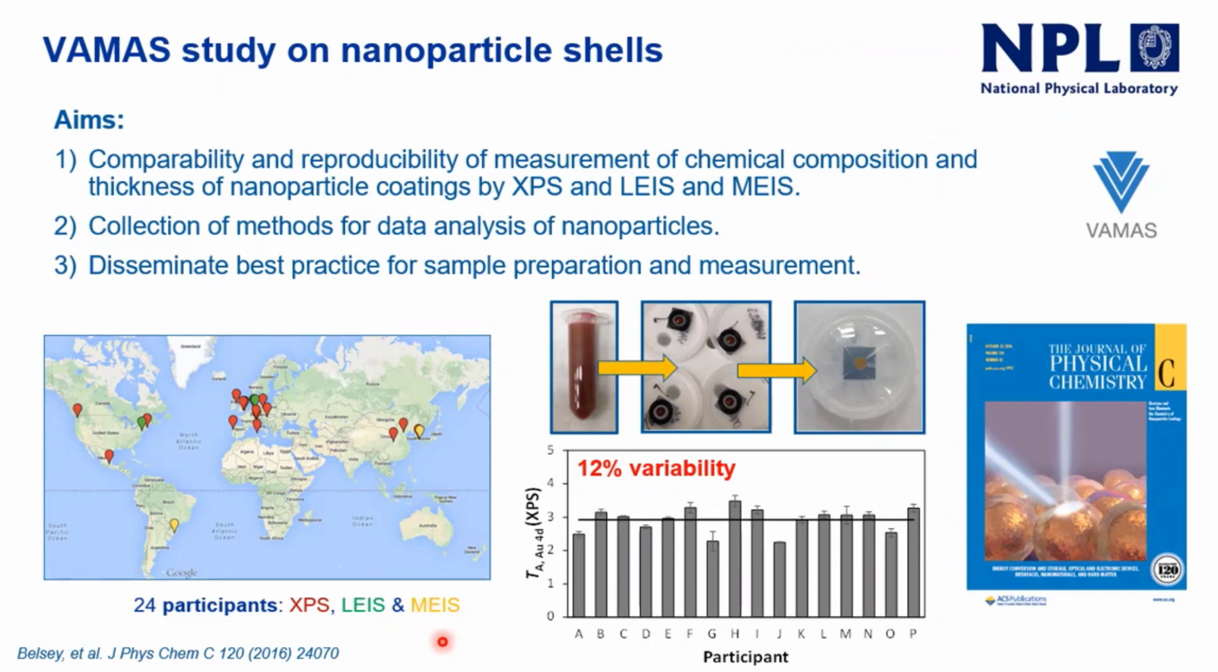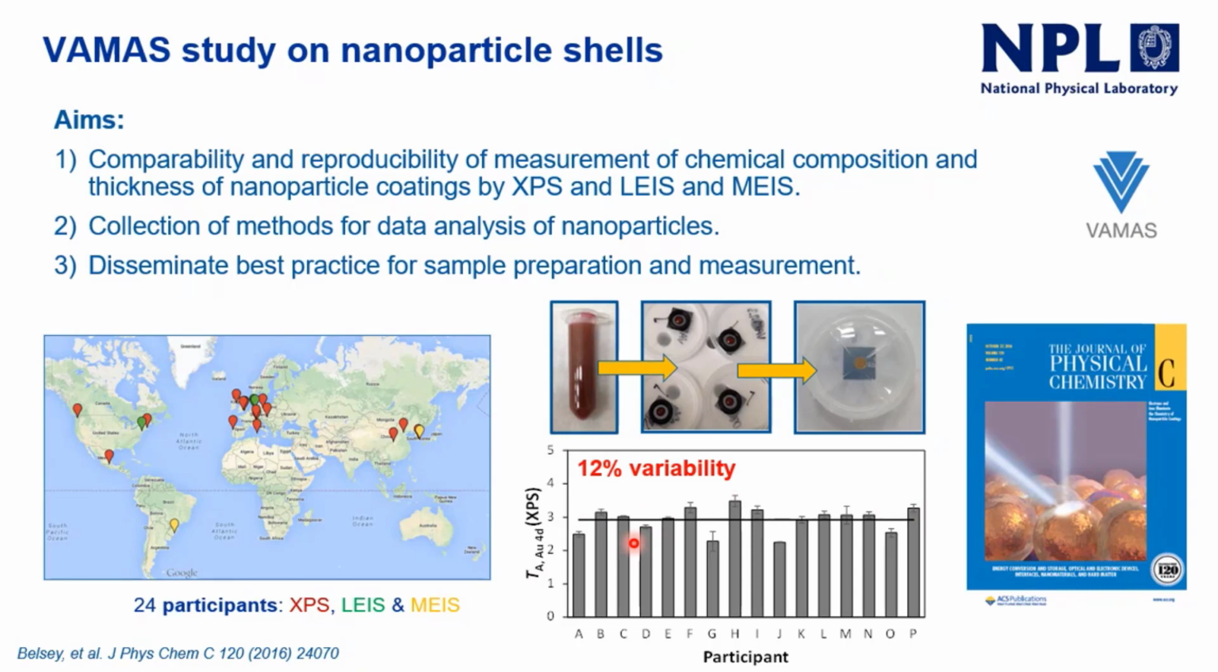Some people using medium energy ion scattering. These shells are much too thin for medium energy ion scattering. So we didn't get any useful results out of that. But at the end of it, when we got through, these are the XPS results. When they were analysed by a consistent procedure, we got 12% variability.